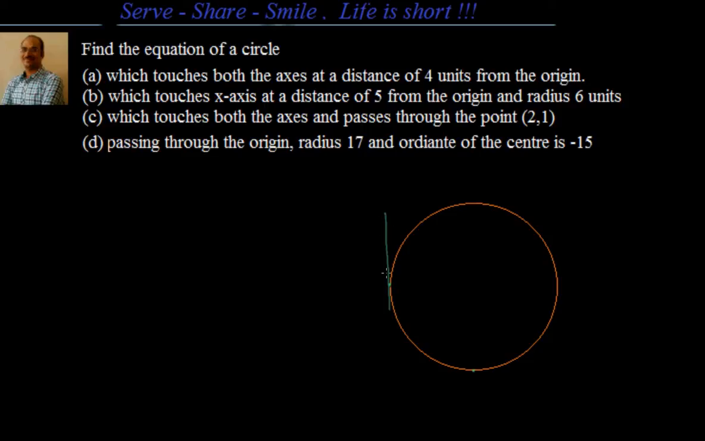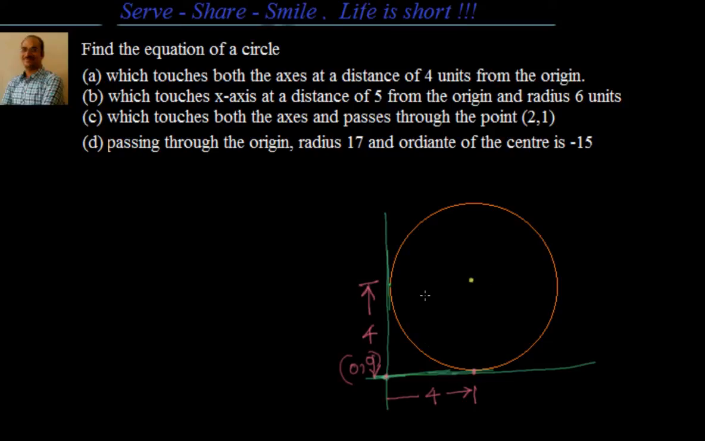So if I take this as the y-axis and this as the x-axis, this point is the origin 0, 0, and this distance is 4 and this distance is also equal to 4. That is what is given to us. We have to find out the equation of the circle. Now can you tell me what will be the radius in this scenario?